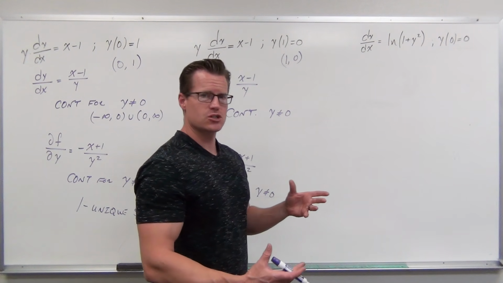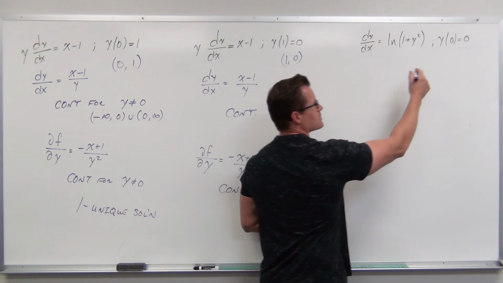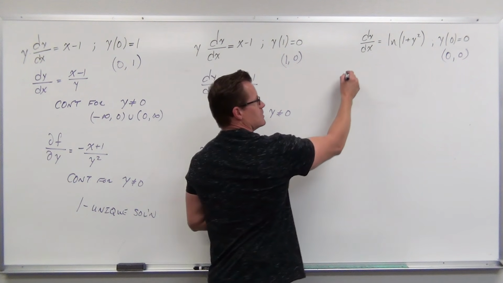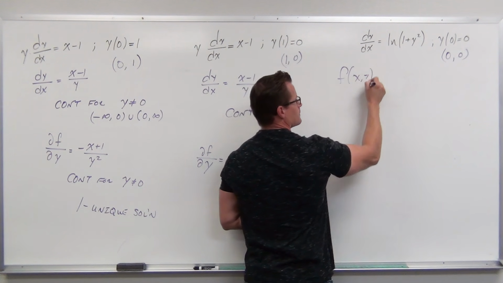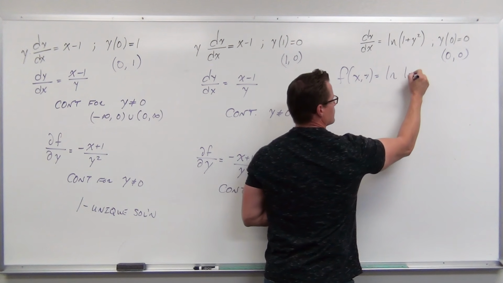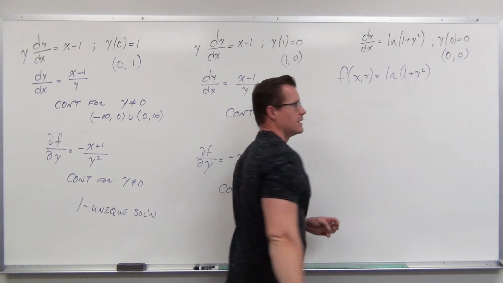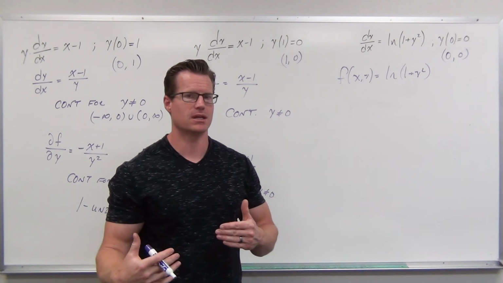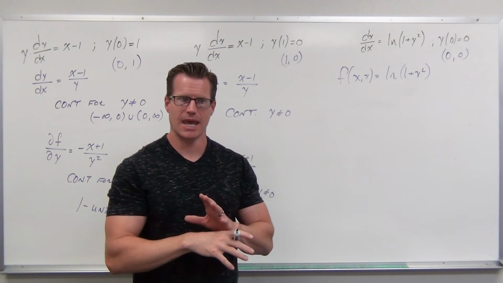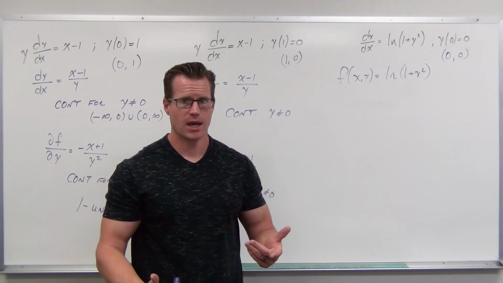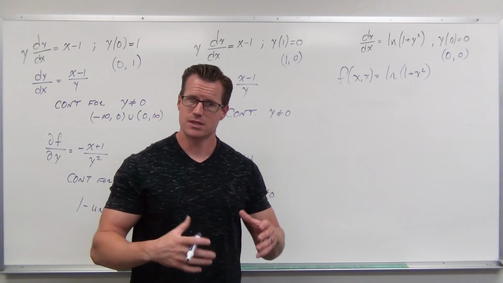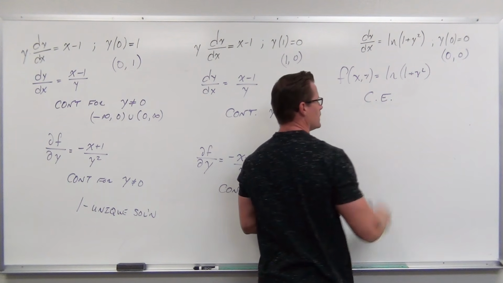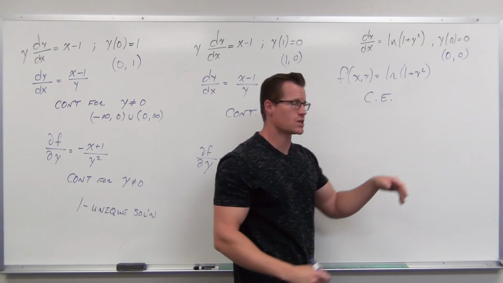Last one, fairly straightforward. We have our differential equation. We've got our point (0, 0). All that it takes us to do is check our function. Now, 1 plus y squared, you can't have 0 in the logarithm. You also can't have negatives. But 1 plus y squared can't ever equal 0, and it can't ever equal a negative. So this is continuous everywhere. Continuous everywhere includes the point that we're checking.